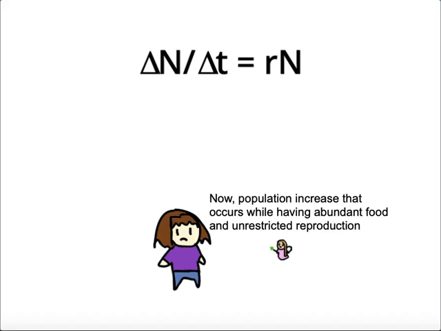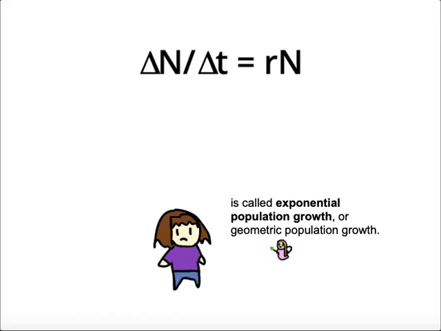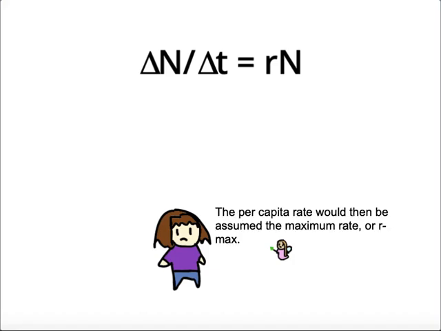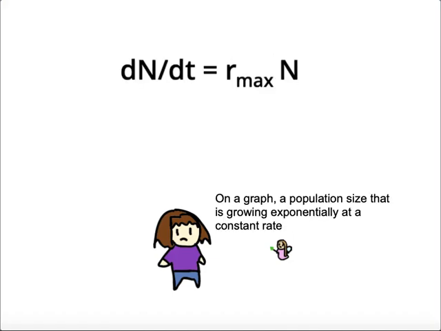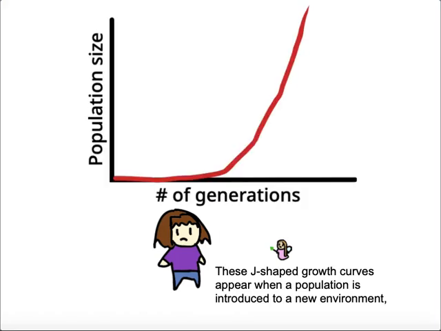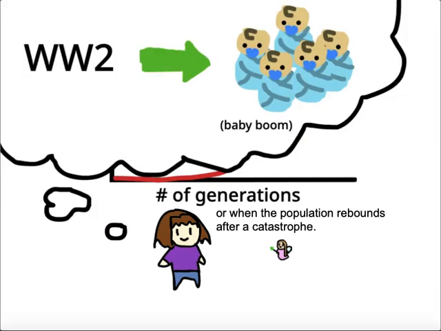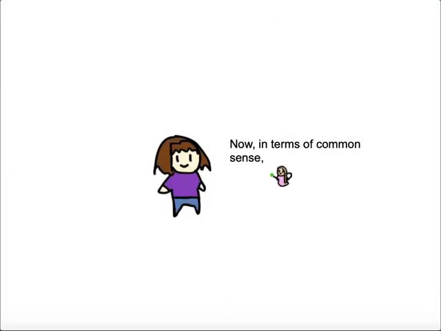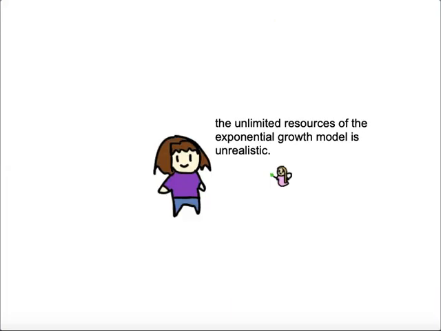Now, population increase that occurs while having abundant food and unrestricted reproduction is called exponential population growth, or geometric population growth. The per capita rate would then be assumed the maximum rate, or rmax. On a graph, a population size that is growing exponentially at a constant rate would make a J-shaped growth curve over time. These J-shaped growth curves appear when a population is introduced to a new environment, or when the population rebounds after a catastrophe. Now, in terms of common sense, the unlimited resources of the exponential growth model is unrealistic.